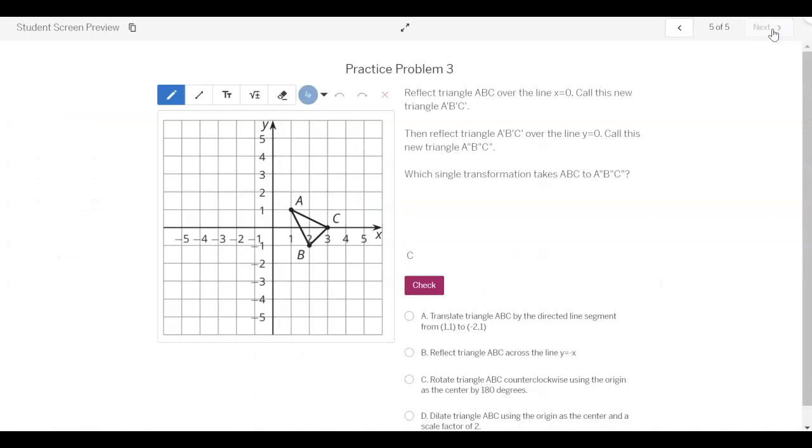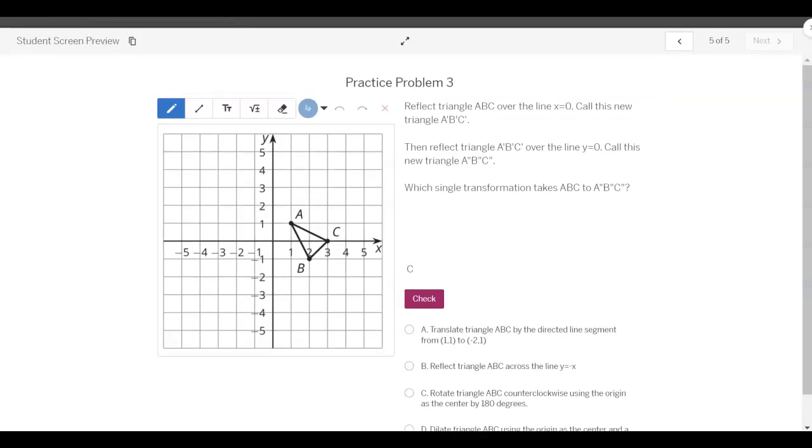Okay, and then we have one last problem here. It says reflect triangle ABC over the line x equals 0. Where is the line x equals 0? This is important. Where is the line x equals 0? This is tricky, so make sure you're paying close attention. So x equals 0, change to green. 0, 0 is right here. That's my origin, right? 0, 0.